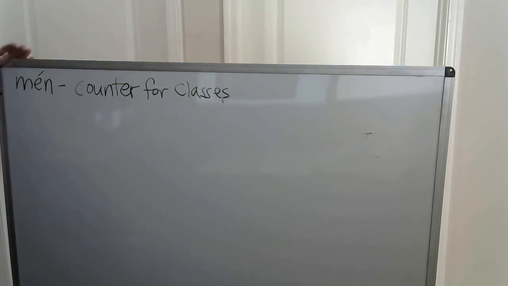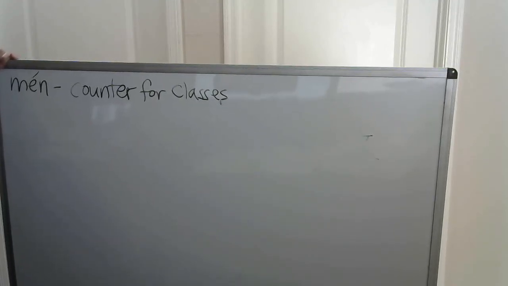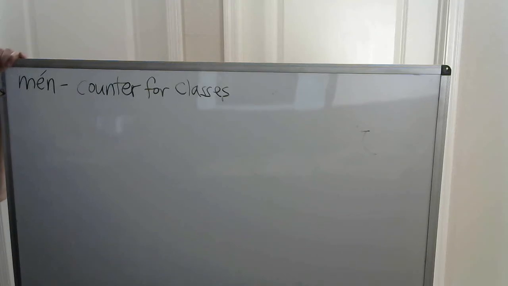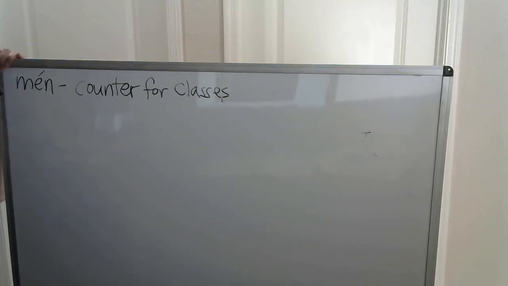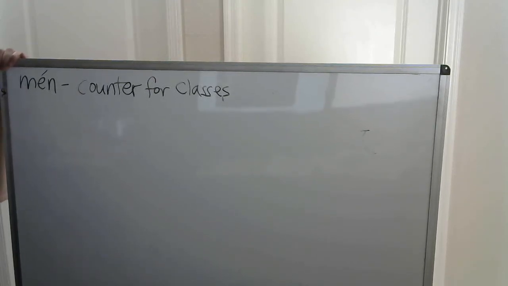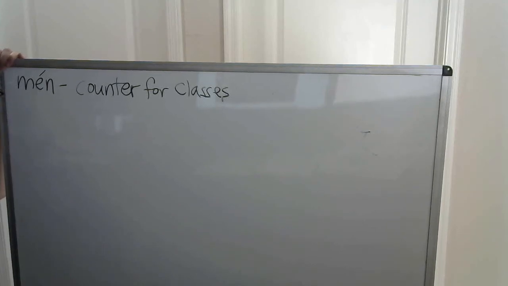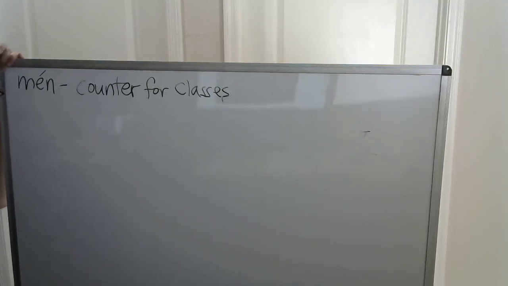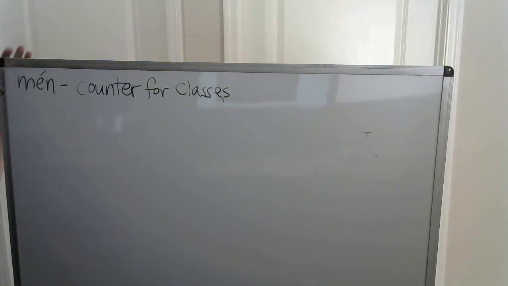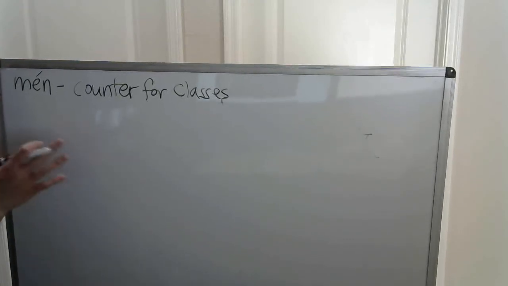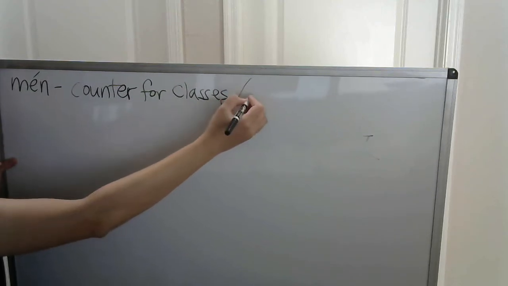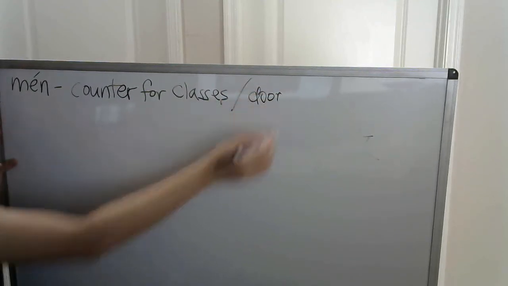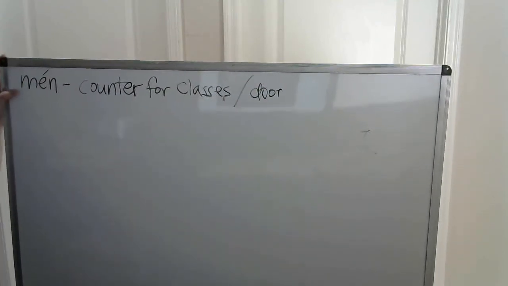So in Chinese, most things when we count them, they require a unit to count them. Like one glass of milk, glass is our unit. One piece of paper, piece is our counter for paper, right? One drop of water, drop is our counter for water. So here, 门 is our counter for classes. 门 can also by itself mean door, just so you know. When it's not used as a counter, it can also mean a door.